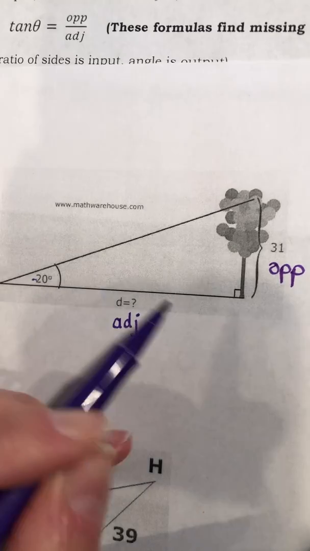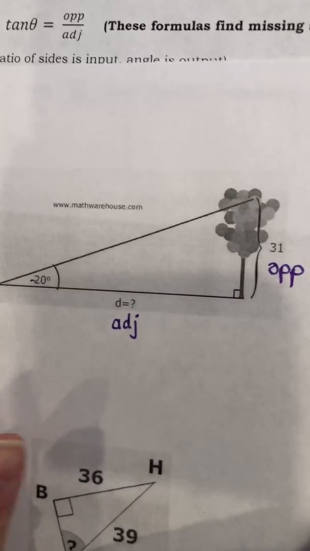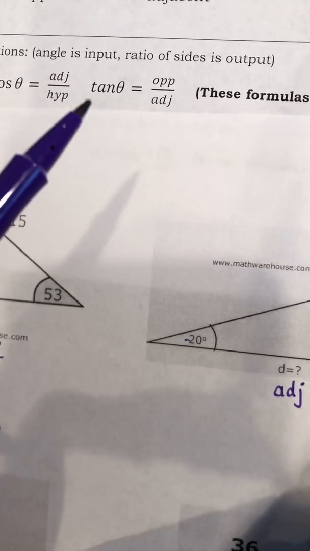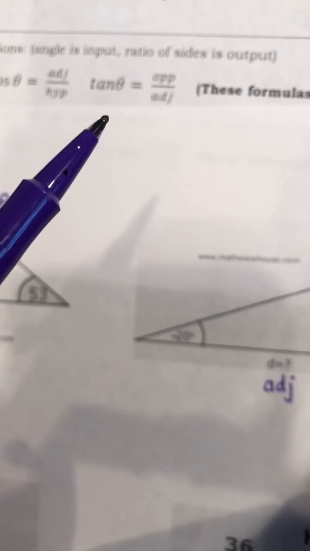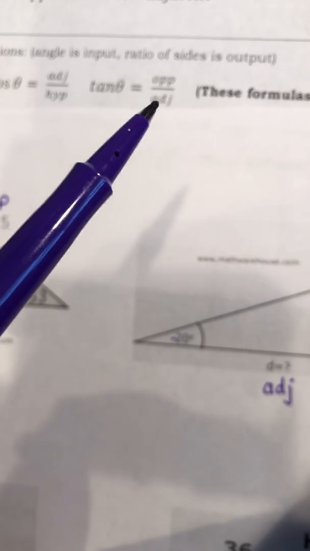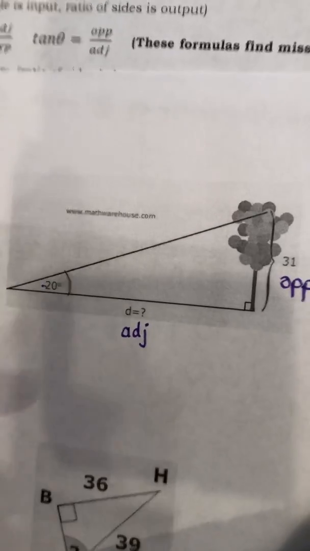And because I have the opposite side and I'm looking for the adjacent side, the formula that would make the most sense to use would be the tangent of theta, right? It contains the two letters or expressions that I'm actually looking for. So let's try that. Let's use that formula.